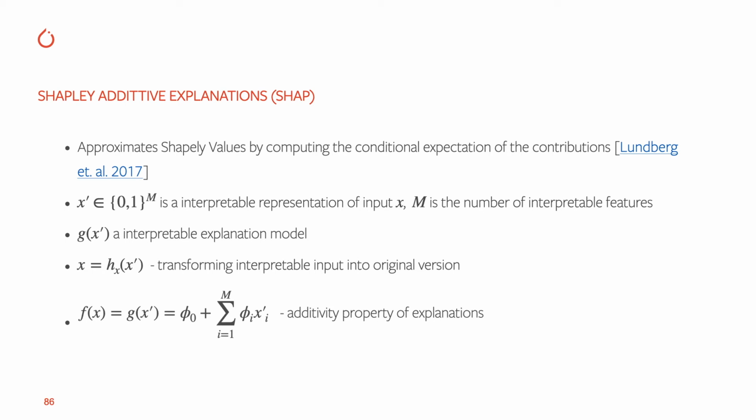SHAP has an important property called the additivity property, which states that our interpretable model g of x prime is a linear model, and it represents a linear combination of the product between our explanation and the input.